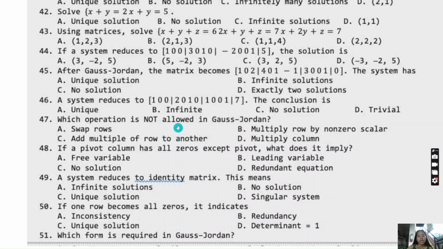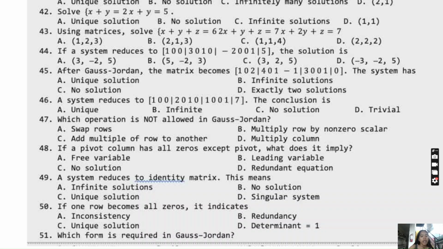So this means that let us just observe what is happening here in our matrix. The third row is 0 is equal to 0. That means the third row doesn't give any new information. Also, there are three variables, but only two pivot rows, as you can see. That means one variable is free. And whenever a system has a free variable and is still consistent, it has infinitely many solutions. So the correct answer is letter B.